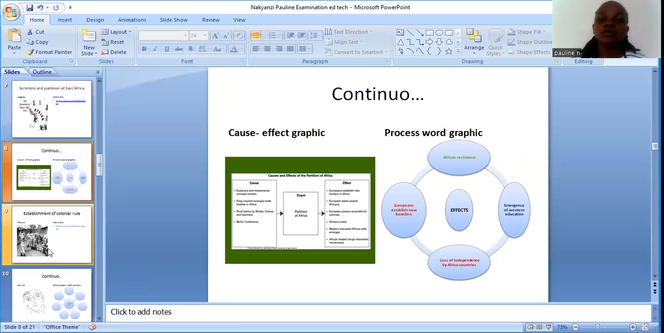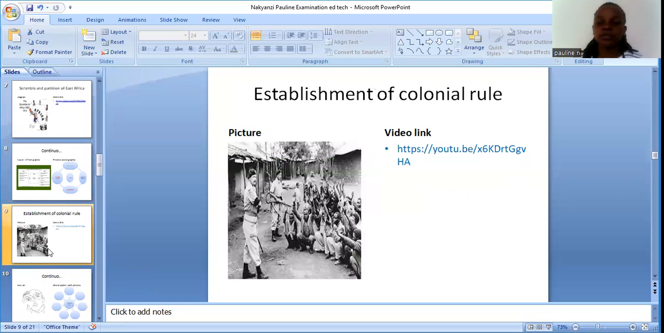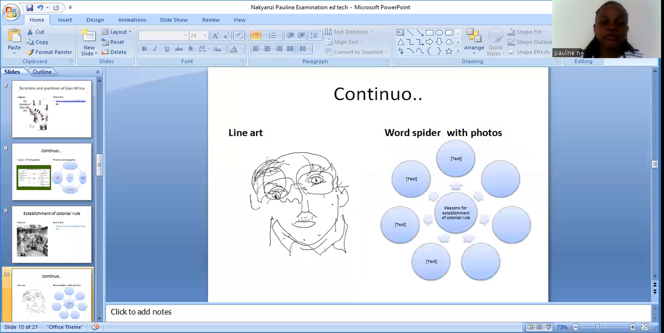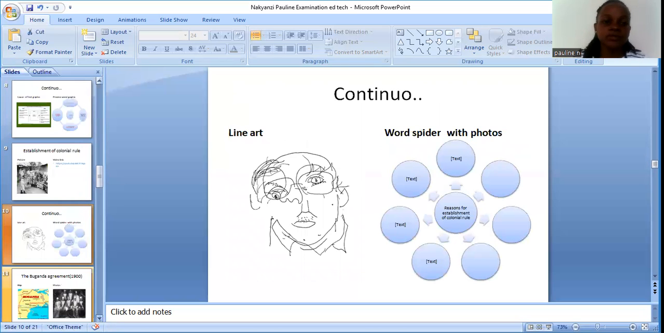And in the same way, I used the process word graphic. Then under the subtopic of establishment of colonial rule, I used the picture, as you can see it here. Then a video link, which will take us to the video about establishment of colonial rule. And under that same subtopic, I used the line art and the word spider with photos.